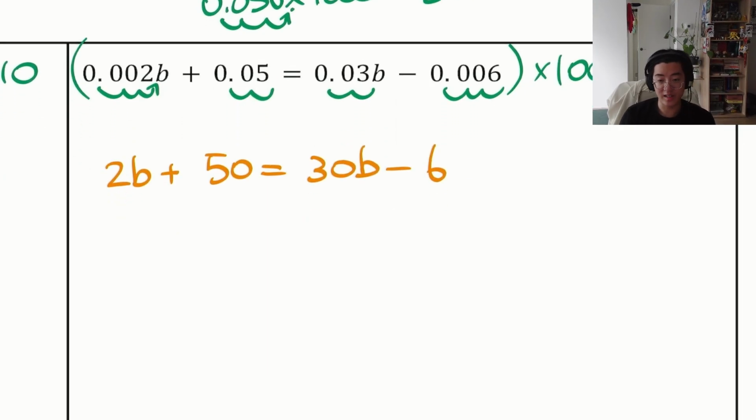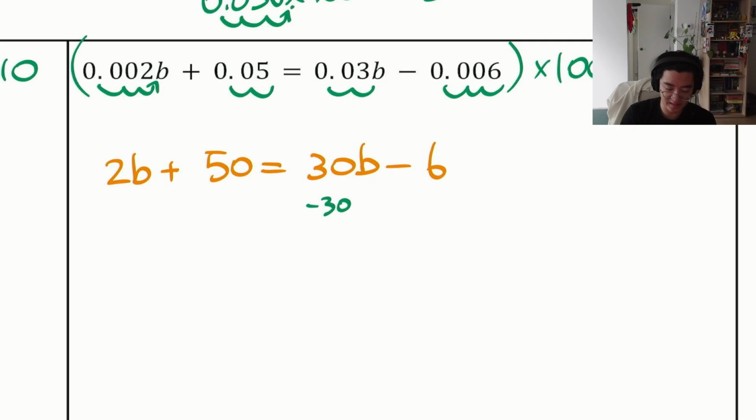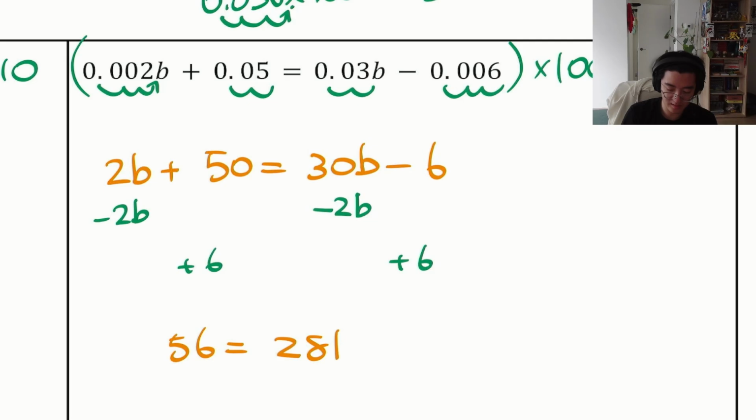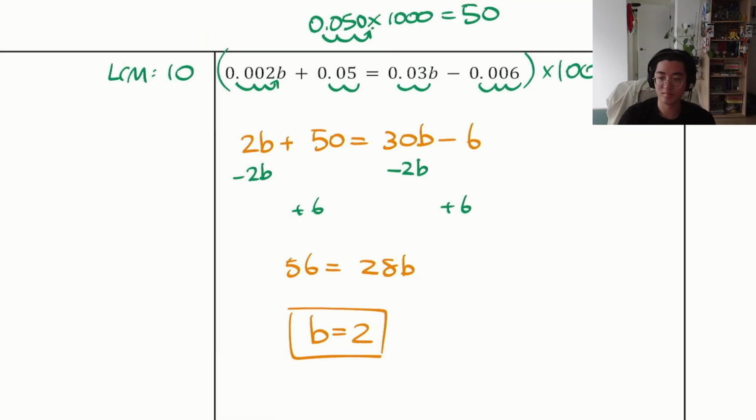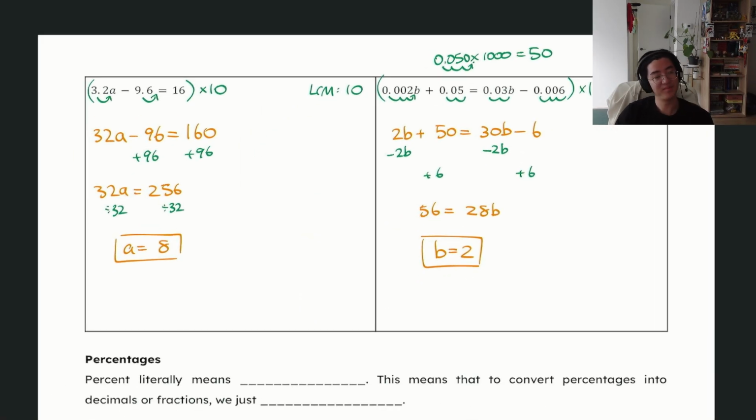Okay, let's start rearranging. Again, we can do minus b on both sides, or minus 30b on both sides. But again, this becomes a negative b. I don't feel like working with negative numbers, but that doesn't really matter. It's up to you. So I'm going to do minus 2b on both sides, so now the b will be positive. Which means I have to move the numbers, plus 6 onto the left. You get 56 equals 28b. b is just 2. Okay, so that's how we get rid of decimals. Decimals are just fractions, pretty much.